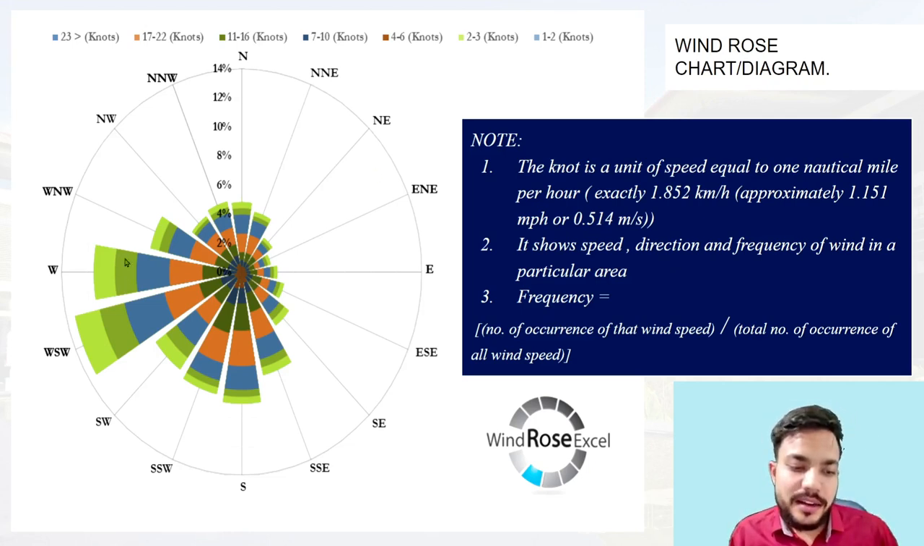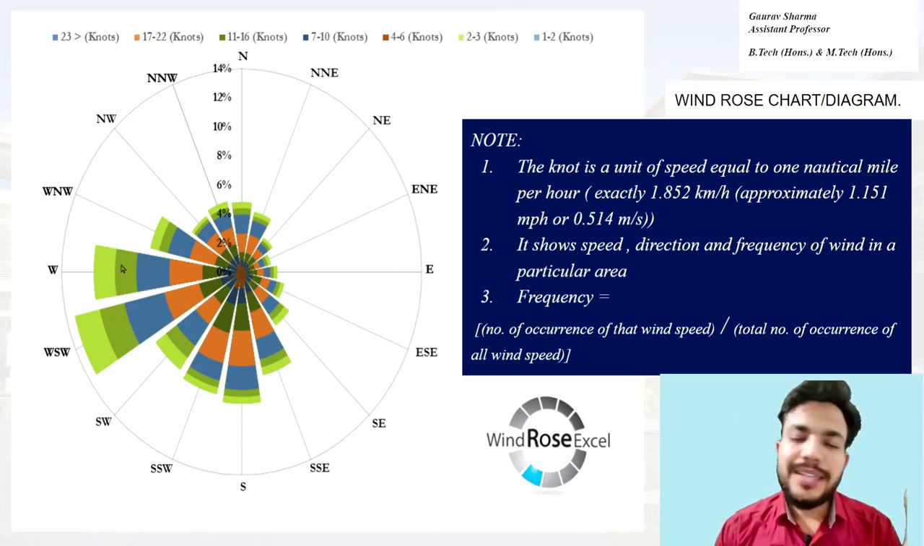Now let us take another example. This dark green color, you can see, gives 11 to 16 knots of speed. Now see the lower limit, that is 8%. You can see the upper limit, along this ring, that is 10%. So 8 to 10% is the frequency of getting a wind speed of 11 to 16 knots there. That's how simple it is to read a windrose diagram.